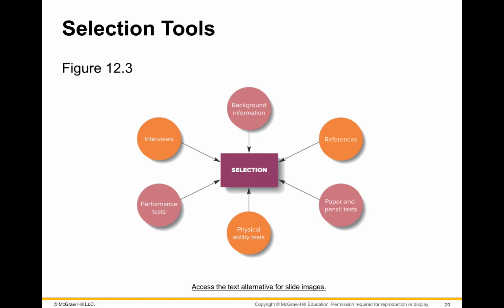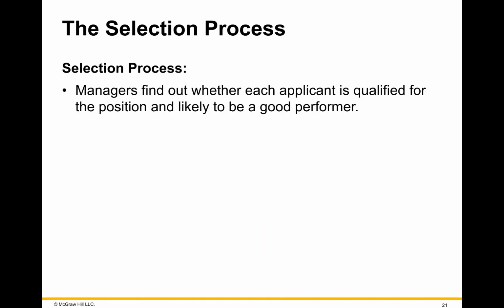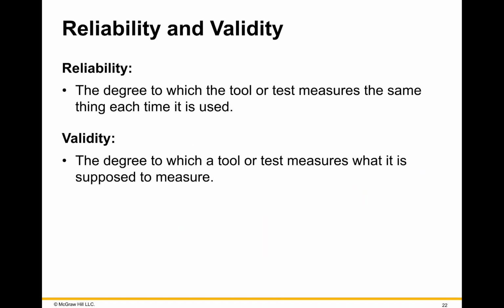During the selection process, whatever tools managers use, they have to make sure that all the tools are reliable and valid. Reliability is the degree to which a tool or test measures the same thing each time it is administered. If the tool is reliable, every candidate will be tested on the same thing, every time, and the results must be similar for every candidate.